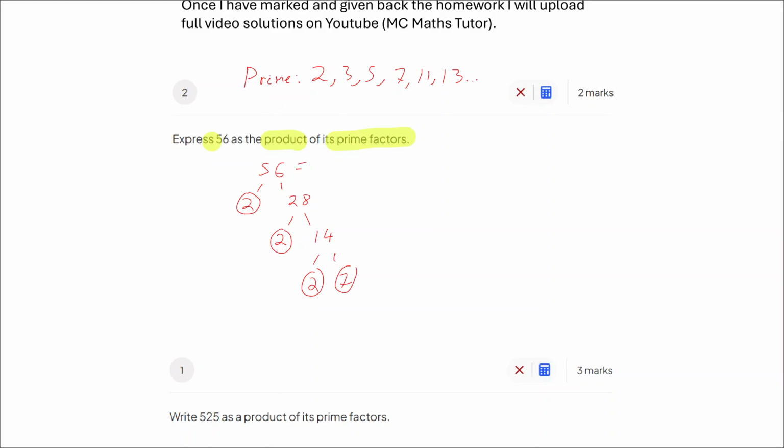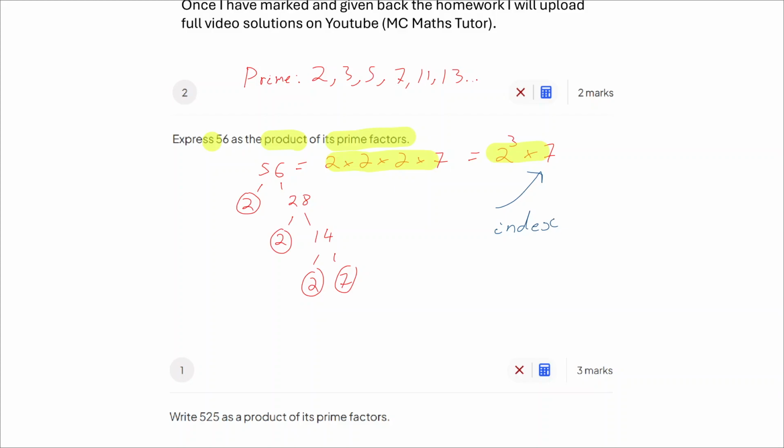Therefore, 56 is the same thing as these numbers here, the ones that are circled, multiplied together. So 2 times 2 times 2 times 7. Literally 2 times 2 is 4, times 2 again is 8, and 8 times 7 gives you 56. Okay, so this is your answer, or you could write it as 2 cubed times 7. They mean exactly the same thing. This one over here is your answer in index form. But they both mean the same thing.